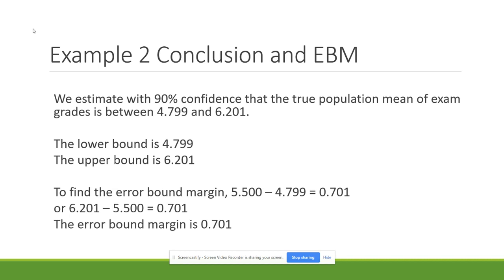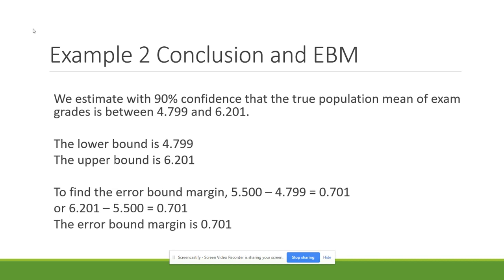To find my error bound margin, I do 5.5 minus 4.799. Where did the 5.5 again come from? That is my sample mean that I found from the sample data. Minitab gave it to me. I didn't have to solve it by hand. So when I subtract that, I get 0.701. Or you can do 6.201 minus again 5.5 to get 0.701. The error bound margin is 0.701.